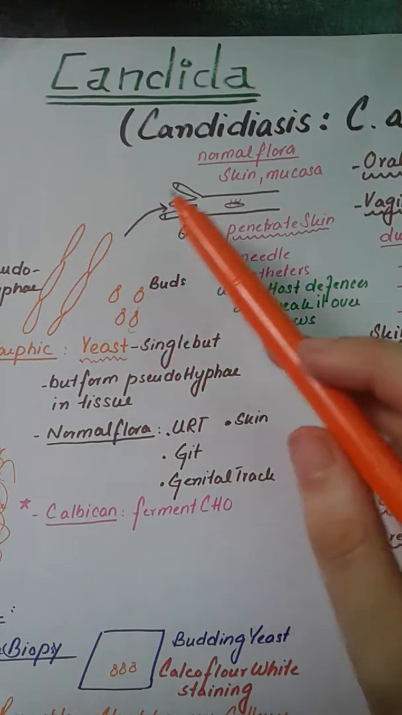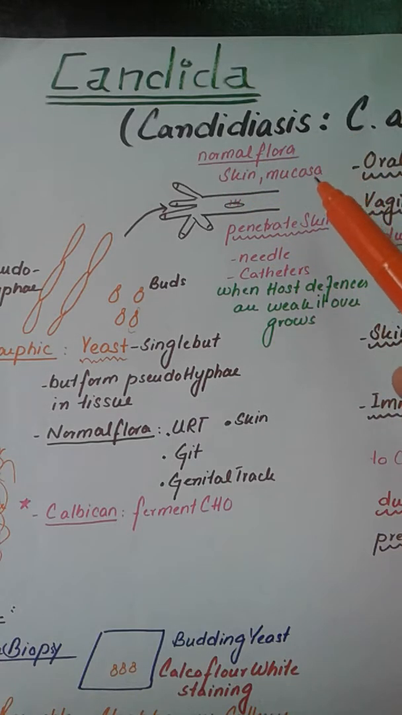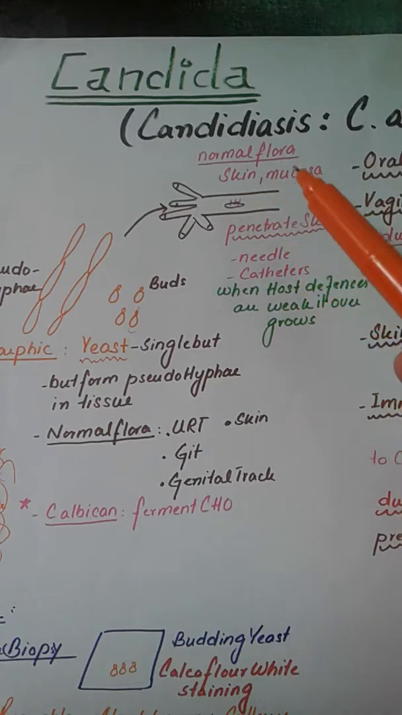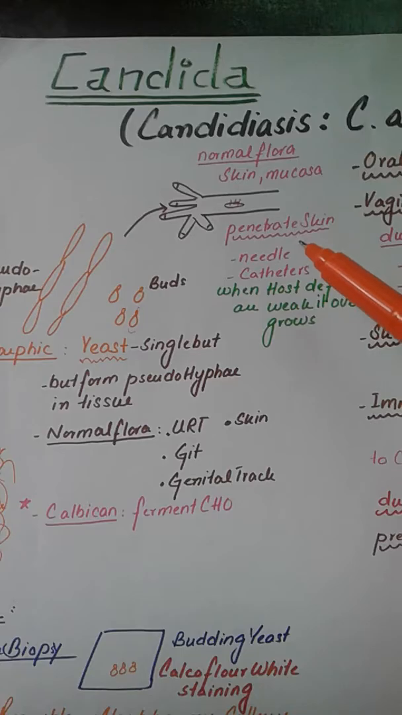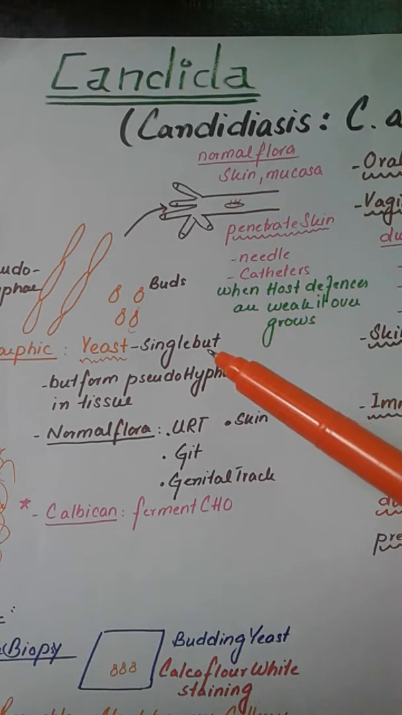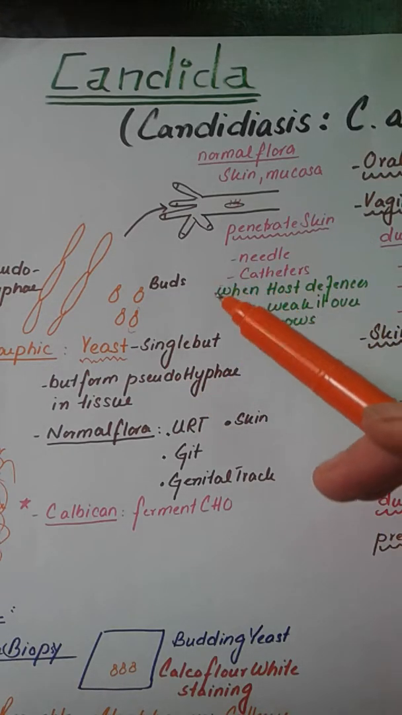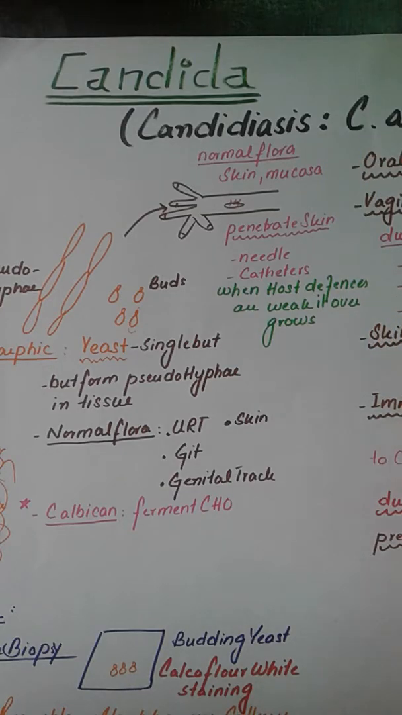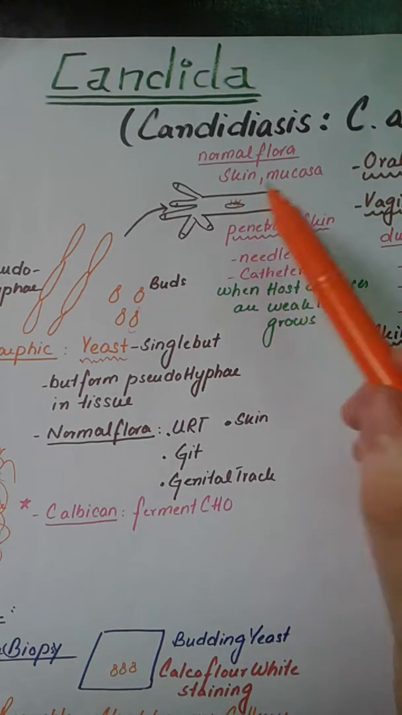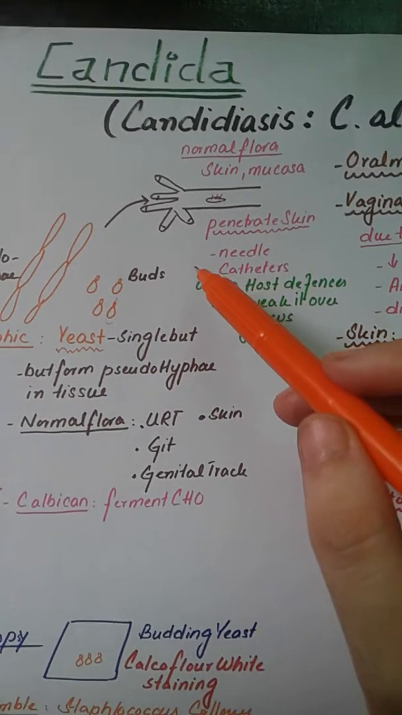Now, how is it getting inside your body? The normal flora is also present on the skin and mucosa. So if you have a skin abrasion due to needles or IV catheters, this organism enters through those spaces and causes various diseases. But a disease becomes more apparent when the human host defenses are weak. When the human host defenses are weak, there is no one to kill it.